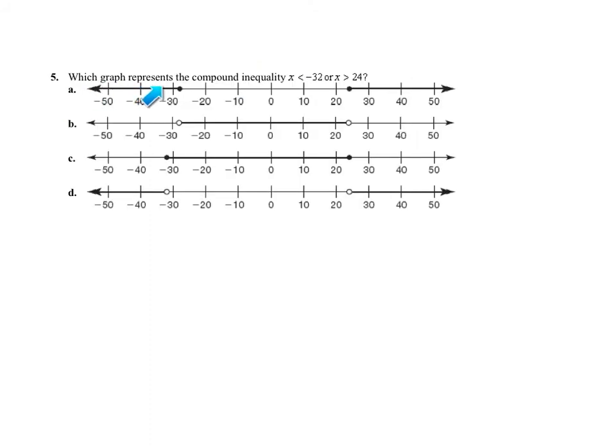Okay, so which graph represents the compound inequality x less than -32 or x greater than 24? So since it's an or, we're going to do the union of both of them. So we have x strictly less than -32, so we need an open circle on -32. So we've got a closed circle here, so we automatically know that that's not going to be our answer.